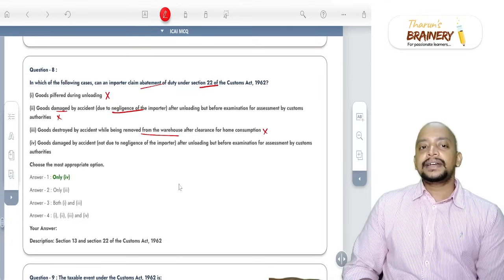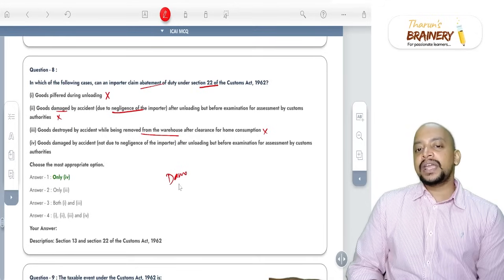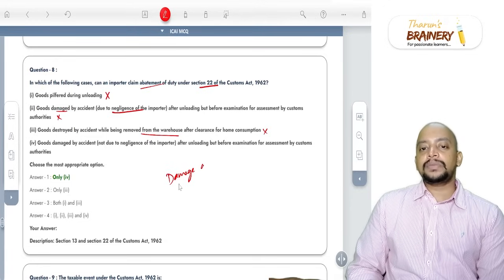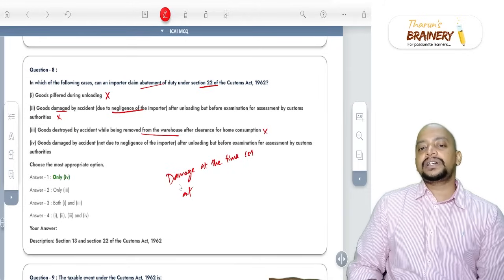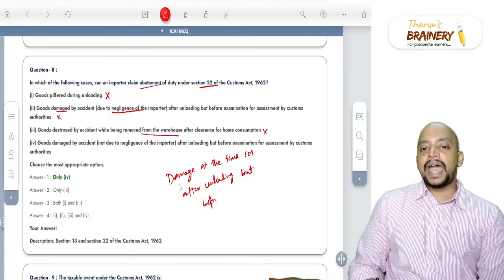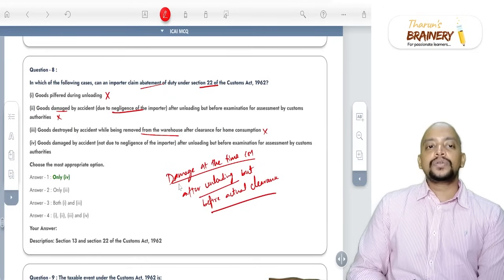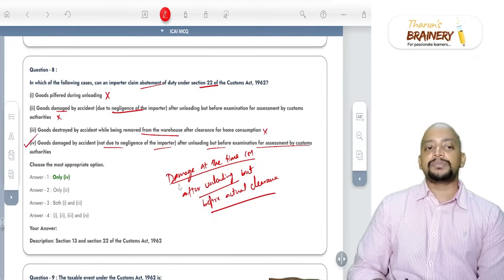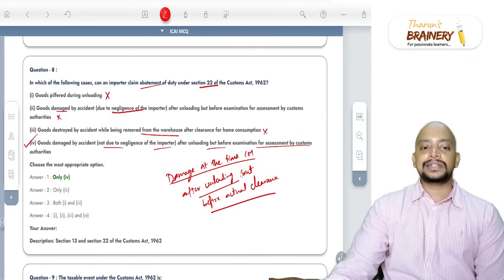So when should the damage have happened? During or after unloading, but before actual clearance. Once it is cleared, we will not get the benefit. Then goods damaged by accident, not due to negligence, after unloading but before examination, yes, possible. So only 4 is the correct answer.